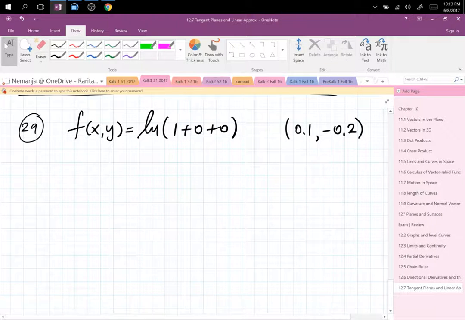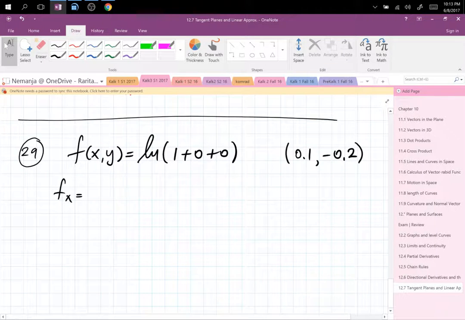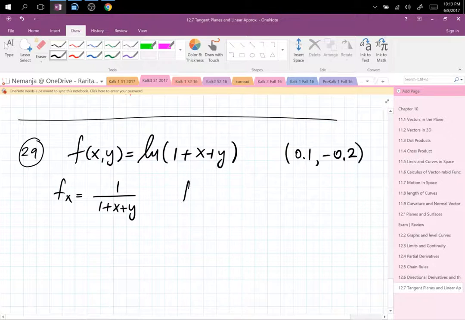So what we do is we find the tangent plane at 0, 0, because 0, 0 is close to our point and easy to compute. And we find the tangent plane at that spot. So I'll need fx, which is, why did I write 1 plus 0 plus 0? I was supposed to write 1 plus x plus y. So we find fx, which is 1 over 1 plus x plus y, and fy, which is again 1 over 1 plus x plus y. So these are the partial derivatives.